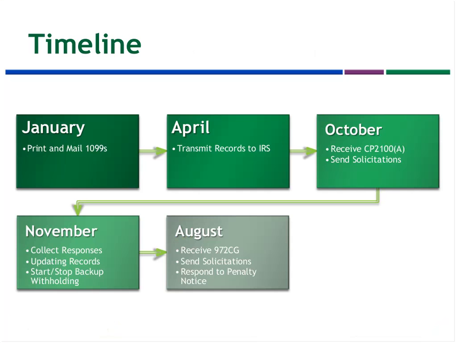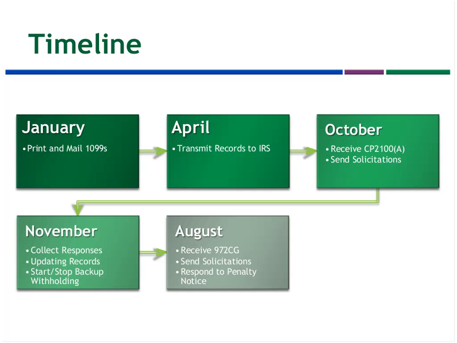So if we think about this 1099 reporting, third-party information reporting process, most people follow a general timeline. In January, you print and mail your 1099s, hopefully by the 31st. In April, you transmit the records to the IRS. In October, if unfortunately you have payees that don't have accurate TIN information, you'll receive a CP 2100 notice. You then send out solicitations on those individuals, and in the November timeframe, while collecting those responses and updating records, you then make the decision to start or stop backup withholding, and then in August you receive the 972CG, the penalty notice. So the CP 2100 is the B notice, the 972CG is the P notice. We'll use those interchangeably. I'll try to remain consistent throughout the presentation.